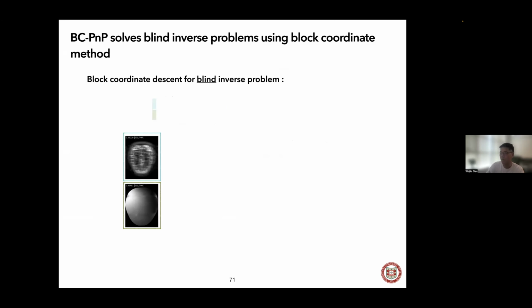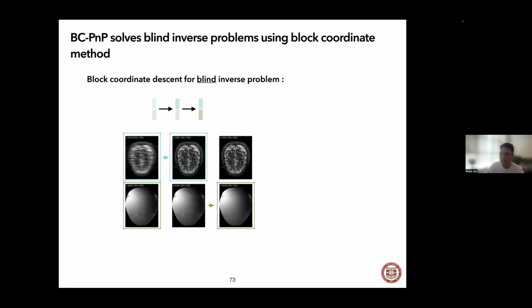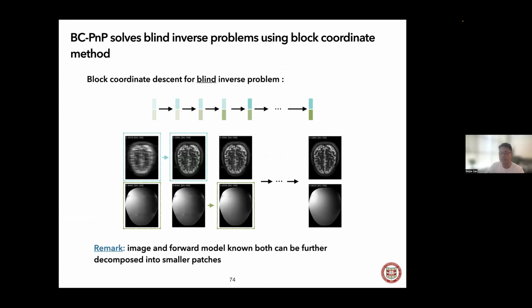And here's an example of a block coordinate method for the blind inverse problem. You only have two blocks. The first block is the images. The other block is the coil sensitivity map, or let's say any forward model unknown, theta. In the first iteration, you may update just the images and keep theta unchanged. In the next step, you could, for example, update the forward model unknown, but keep the images unchanged. And you keep doing it until you get the final result for both the images and the coil sensitivity map, or the forward model unknown.